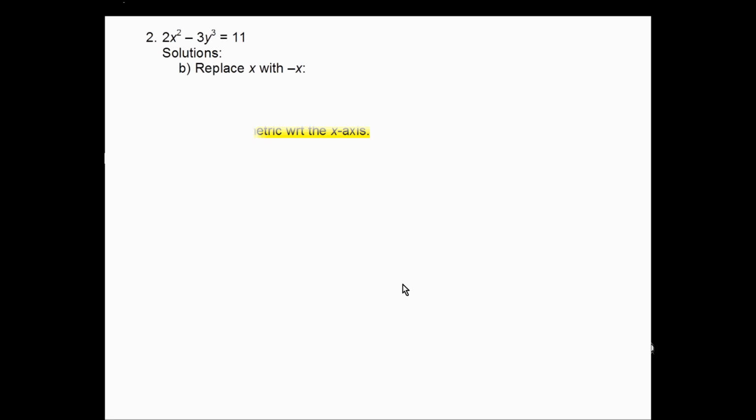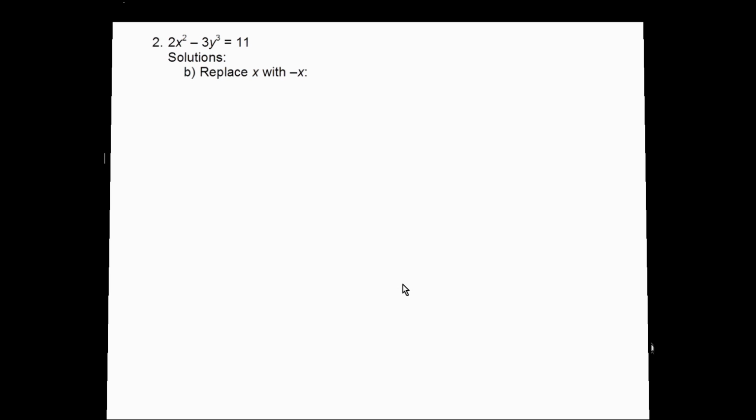Okay, part B, we were testing for symmetry with respect to the y-axis. So replace x with negative x. For the y-axis, replace x with negative x. So I have 2 times negative x squared minus 3y cubed equals 11. If you square negative x, you'll get a positive x squared. Minus times minus is plus. So I end up with 2x squared minus 3y cubed equals 11. Notice that's the same as the original, so it's equivalent to the original equation. So we do have symmetry with respect to the y-axis.